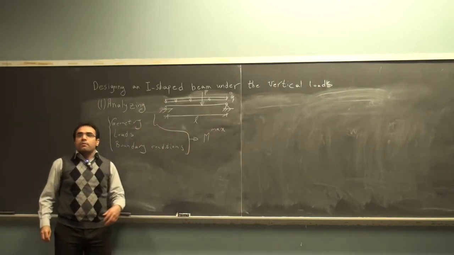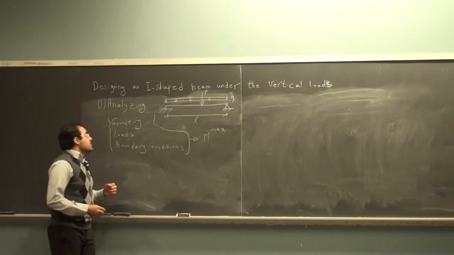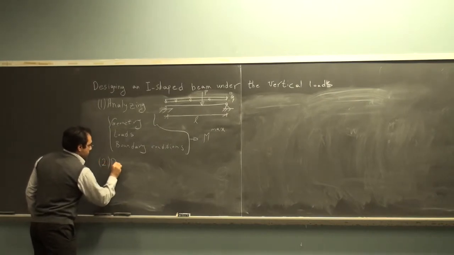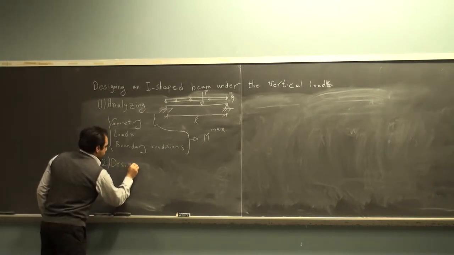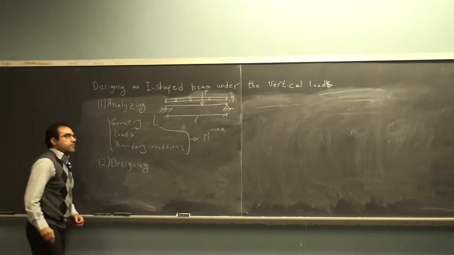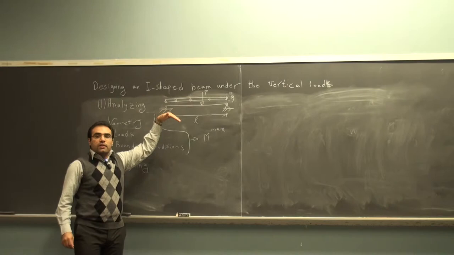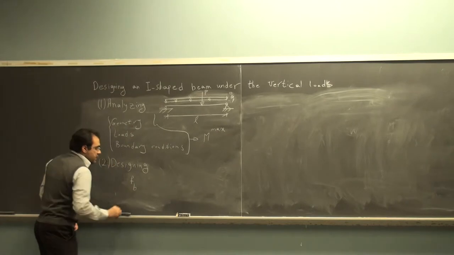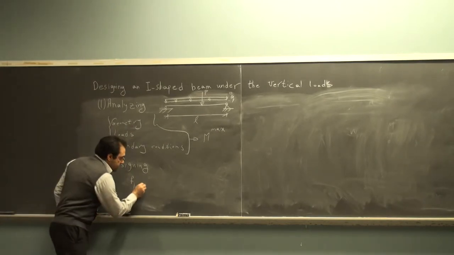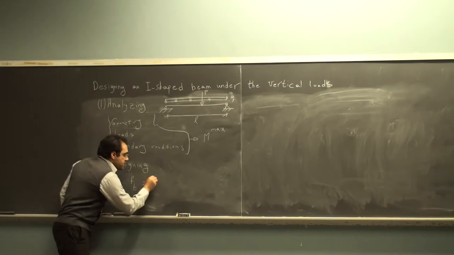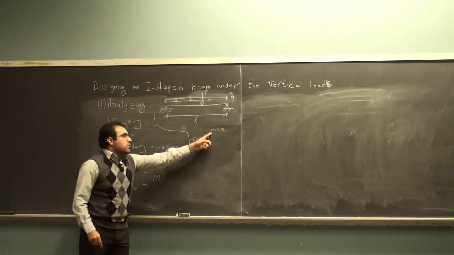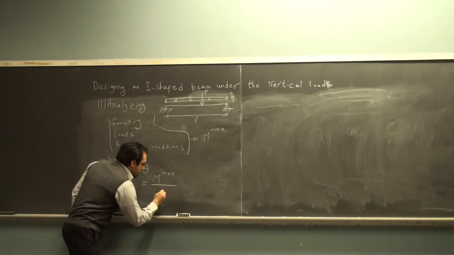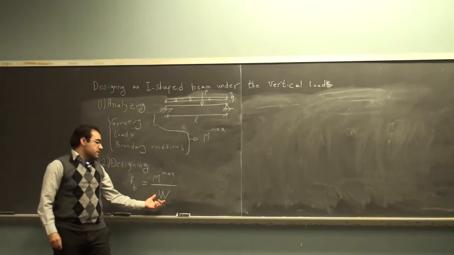When we have the maximum M, we can start the second step, that is designing. This beam is under vertical loads, and therefore we have moment on it. The stresses that are induced by the moments can be calculated by this formula. F, which is the stress, is the maximum moment that we calculated in the last step, divided by W. W is the section modulus.